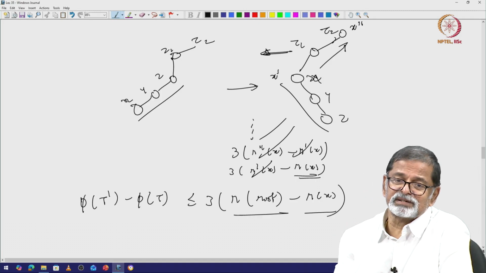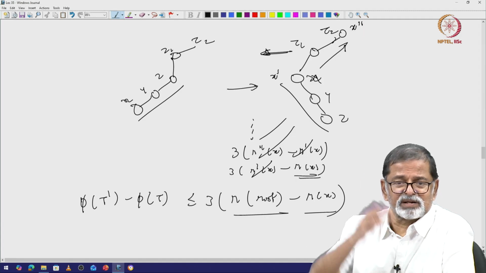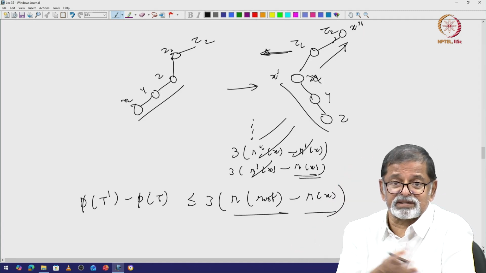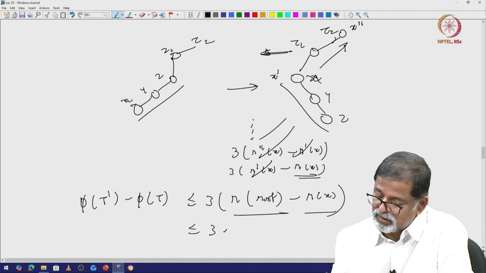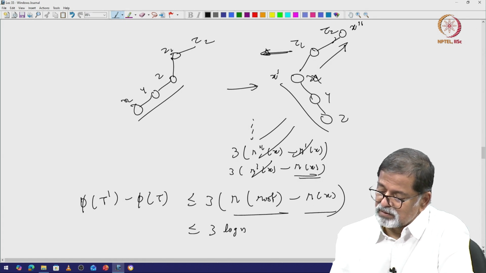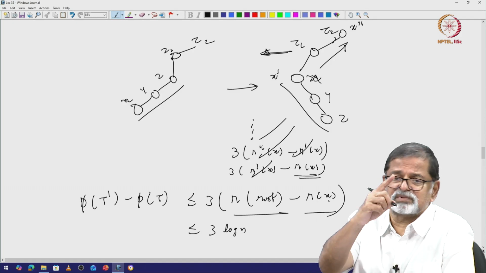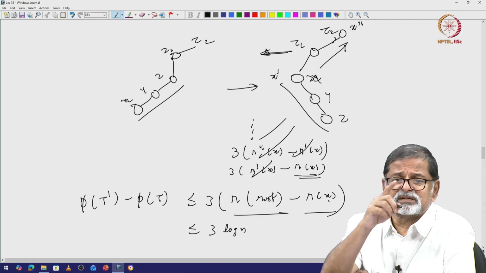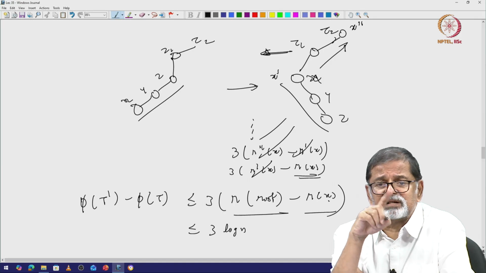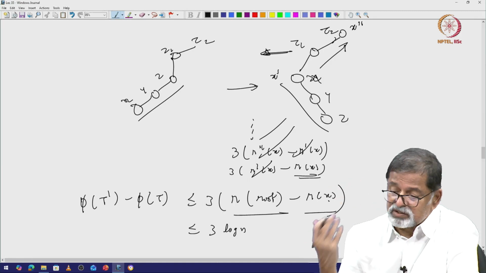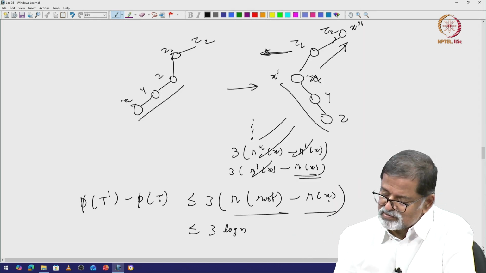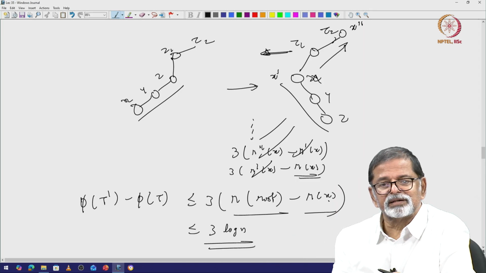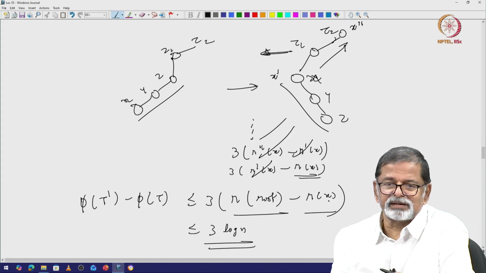Rank of root is log n, because all vertices are under the root. The size of the subtree at the root is n, therefore this is less than or equal to 3 log n, because x may be a leaf. If x is a leaf, the size of the subtree is 1 and the rank is log 1, which is 0. So this could be 0 or this could be some positive number. Whatever it is, this is less than or equal to 3 log n.